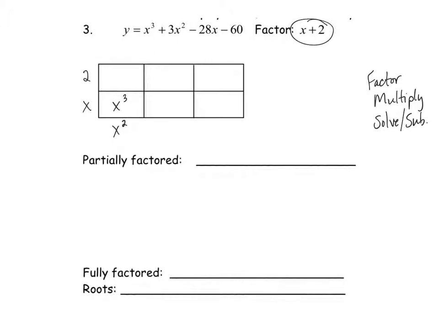Multiply x squared times 2 gives us 2x squared. And I know my 2x squared terms are going to add up to be 3x squared. So 3x squared minus 2x squared gives me 1x squared, or just x squared. X times x gives me 1x squared. X times 2 gives me 2x. My x term from my equation is negative 28x. These two are going to add up to that, so negative 28 minus 2 is going to give me negative 30x.